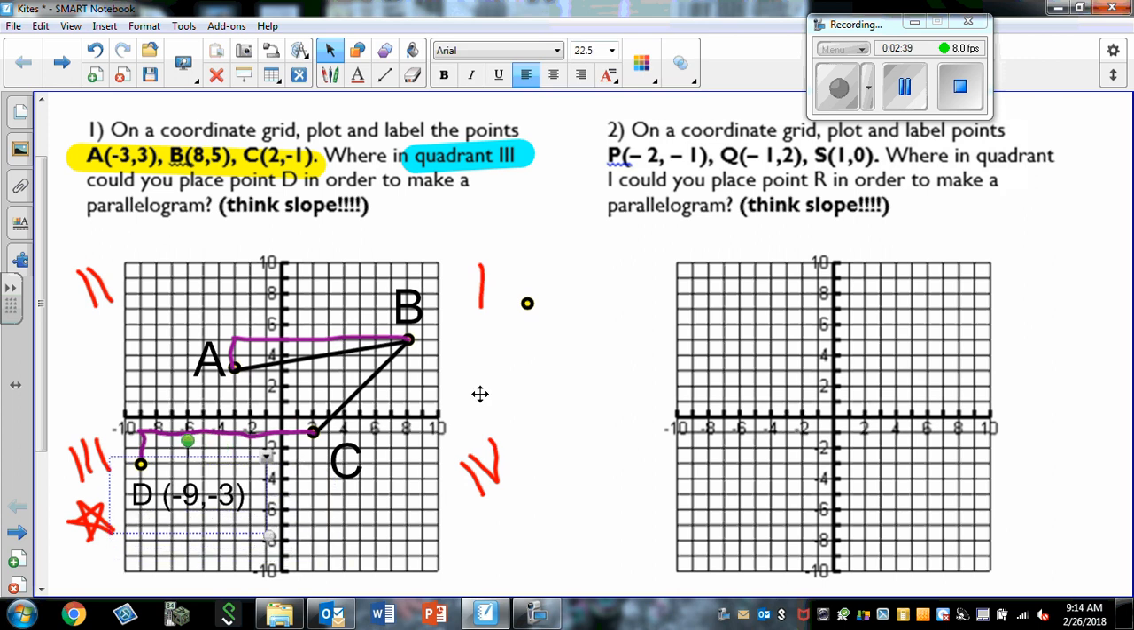Okay, so let's try that again. Again, it was just slopes. That's all we did. If you connect these, it should look like a parallelogram now. Okay, D is good to go. So let's do that again.